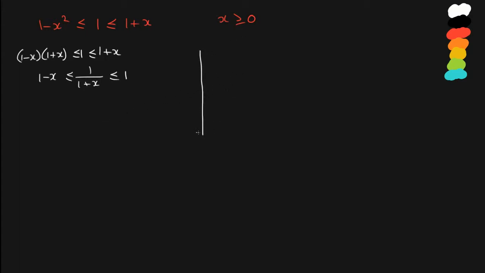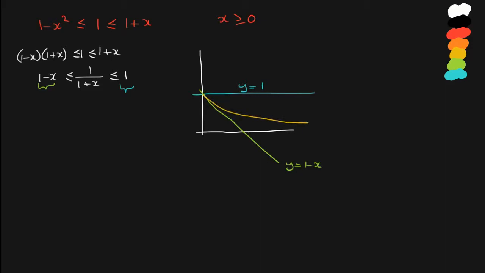And graphically, it will look like this. So this will be y equals 1. That's that guy. This will be the line y equals 1 minus x, which is that guy. And this will be y equals 1 plus 1 on x, which is that guy. And you can see how this also holds graphically. As a matter of fact, the green and the yellow are tangent over here, but anyway, that's not important. The important thing is we have this inequality.